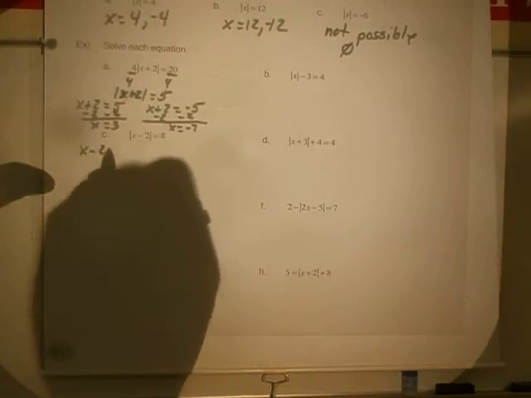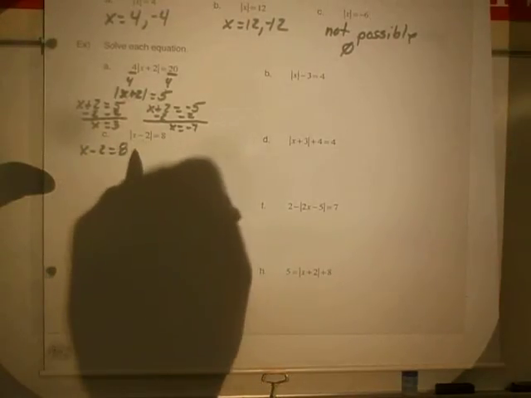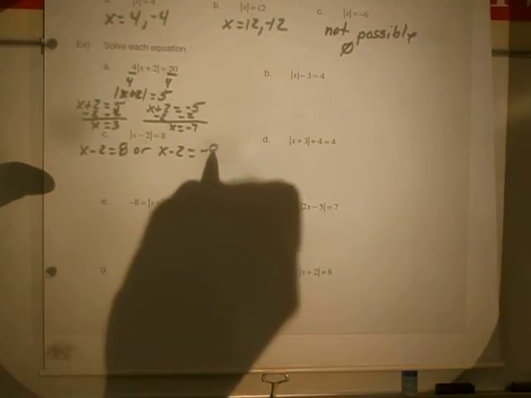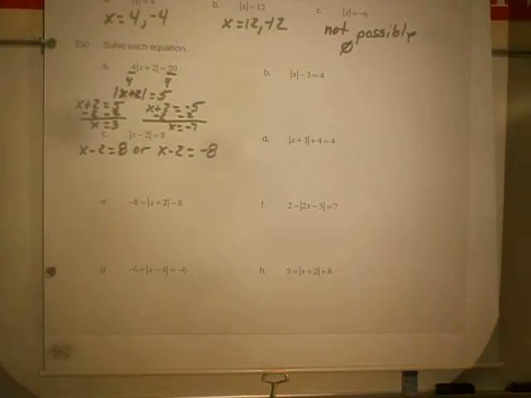So x minus 2 equals 8, or x minus 2 equals negative 8. Notice I took it outside the absolute value signs. I have the two possible values it can be, so it's not in those signs anymore.